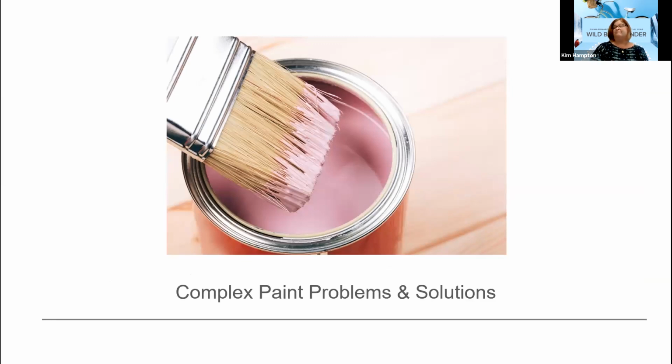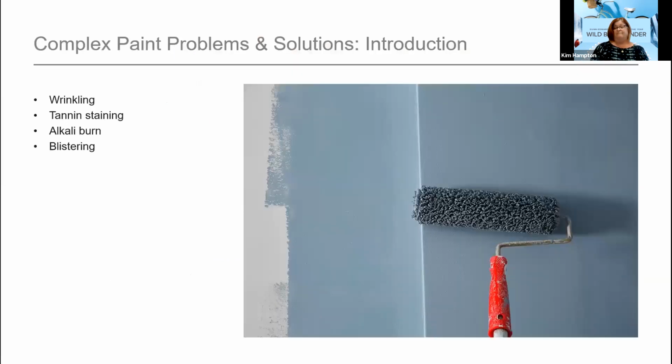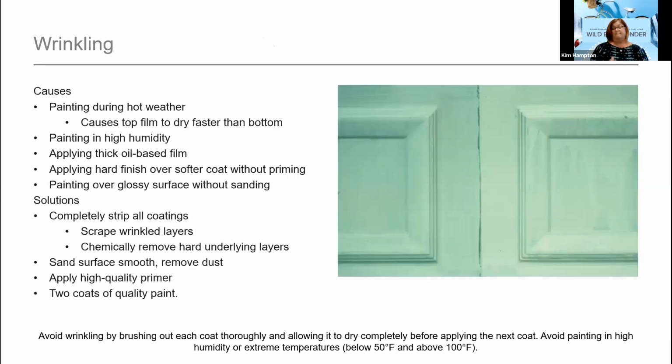Okay. And the last section of paint problems are the complex paint problems and solutions. Here we will talk about wrinkling, tannin staining, alkali burn, and blistering.